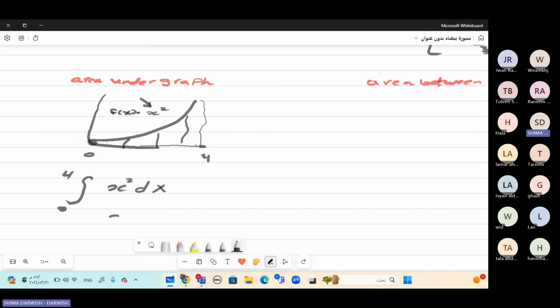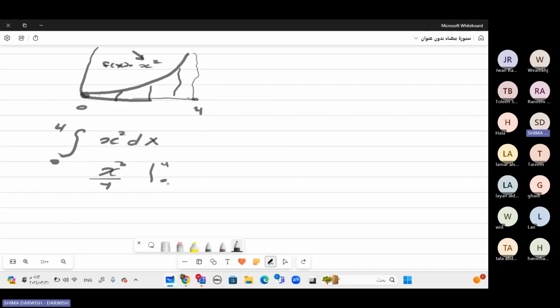So integration: add one to the power and divide by the new power, and make substitution by 0 to 4. Divide by the new power, 3. Yes.